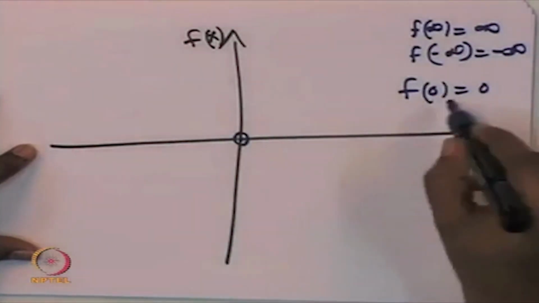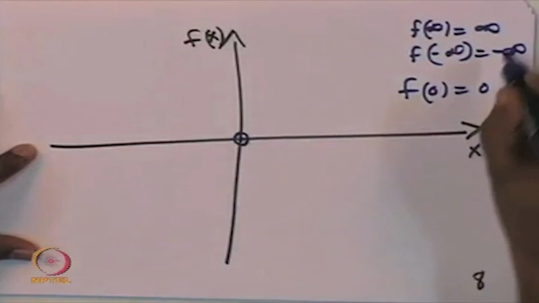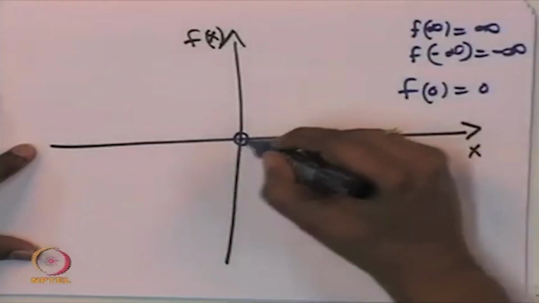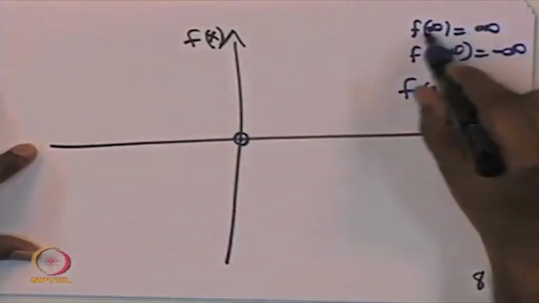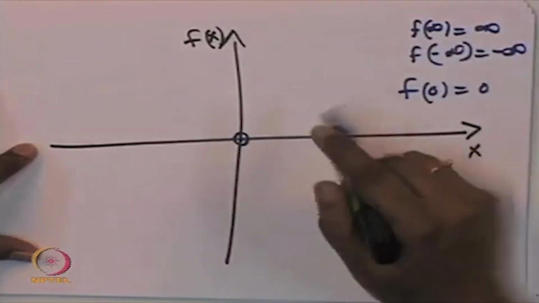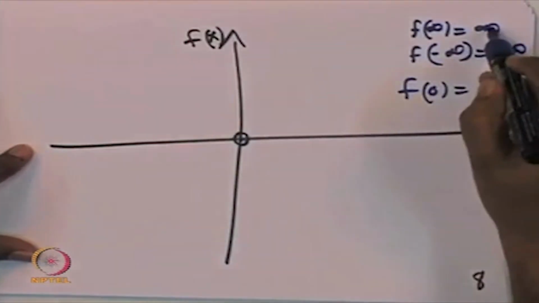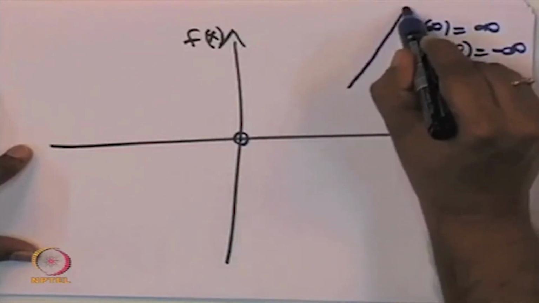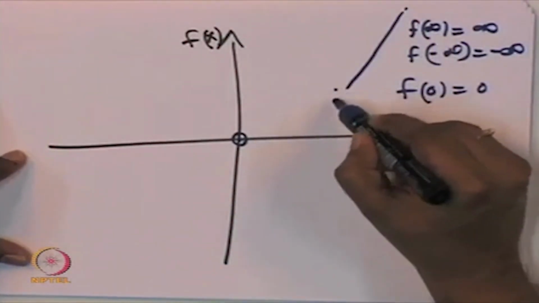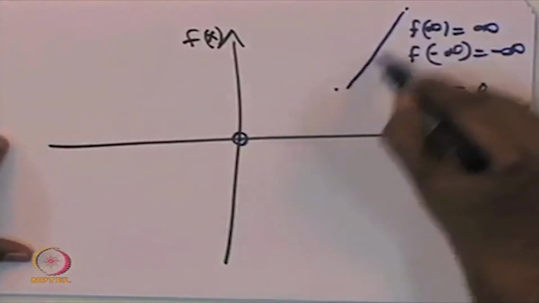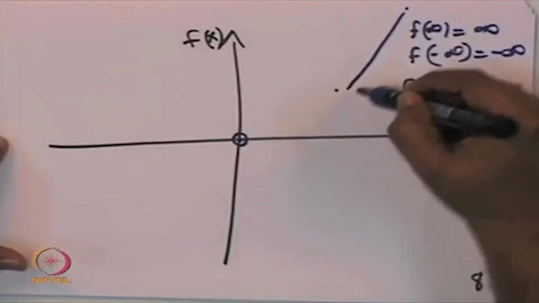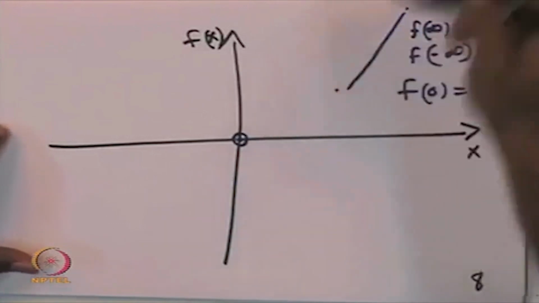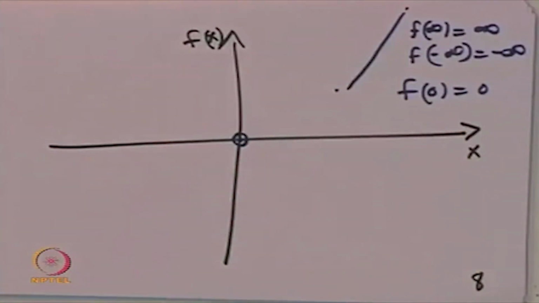As x goes to larger and larger values, the function should go to infinity. So, as x increases, the function should go to infinity. This is the only way the function can go to infinity: as x increases, the function also should increase, then only it can go to infinity.